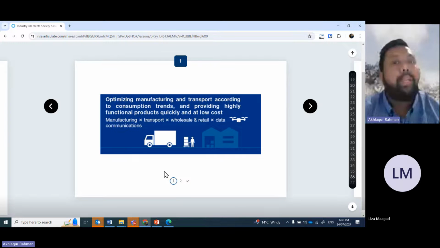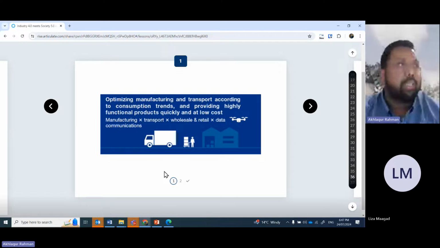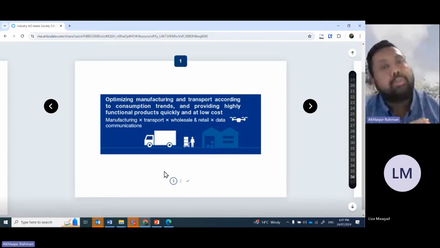So let's say, depending on what type of clothes you buy or wear, based on that, the manufacturing will customize according to your need, or the need of a group of people, and provide highly functional products much more quickly. So this will not be a slow process. This will happen much faster and at a lower cost. So even though you're doing customized production, it doesn't impact the costing too much or the time too much.